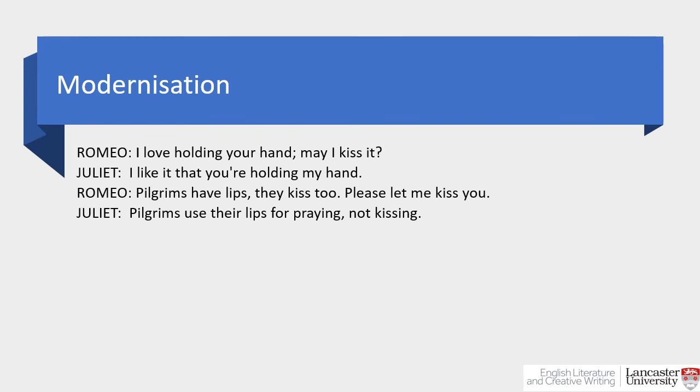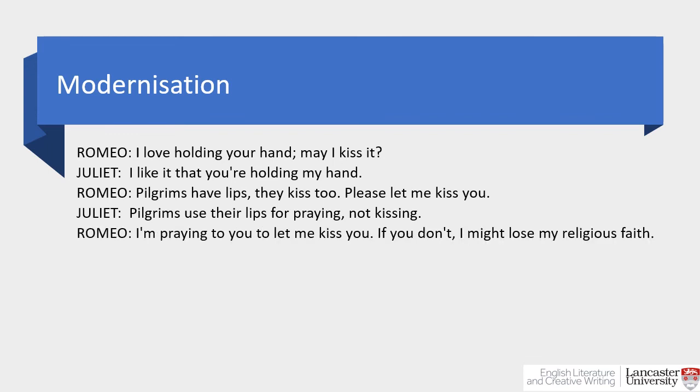And we go on with this pilgrim metaphor. And then when Romeo says, I'm praying to you to let me kiss you. If you don't, I might lose my religious faith. I mean, this is a complete lack of understanding about how sonnets use religious metaphors for romantic purposes. Romeo's sense of despair that we talked about is entirely to do with not being loved and not having women respond to his love and respond to his poetry. It's nothing to do with his religious faith.